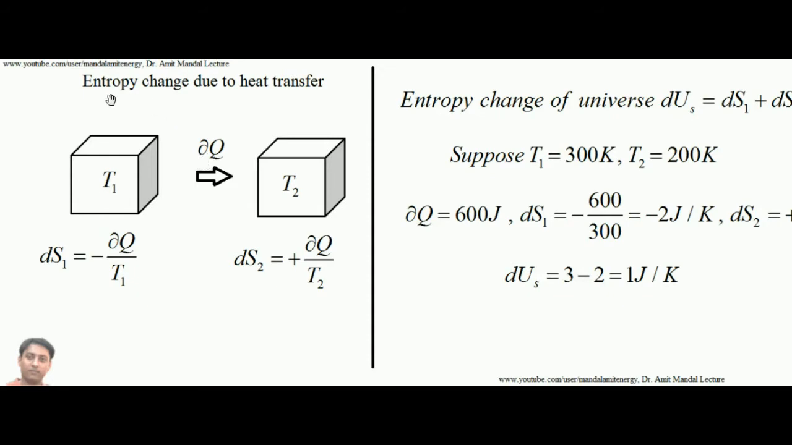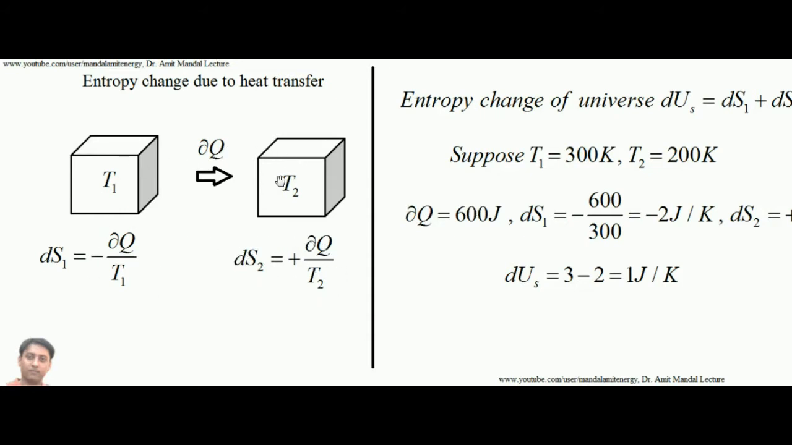Now the entropy change of body 1 will be dS1, which is minus delta Q by T1, the reason being that heat is going out of the system. That heat is ultimately adding to body 2, so for that the entropy change will be plus delta Q by T2. This is the entropy change of body 1, and this is the entropy change of body 2.